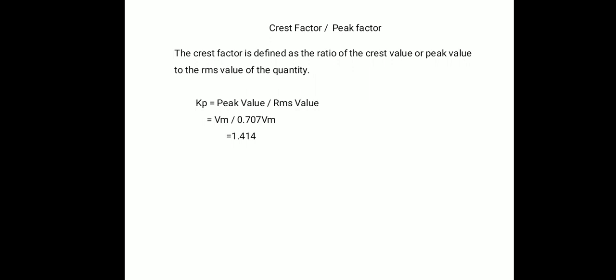Peak value is Vm, RMS value is 0.707 Vm. Vm gets cancelled, and 1 upon 0.707 gives us 1.414, which is a constant, and it is a unitless quantity. And crest factor is 1.414.